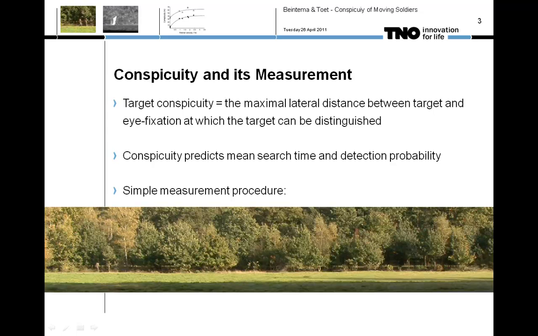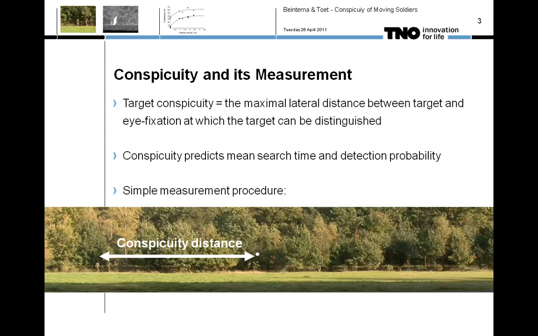Target conspicuity is operationally defined as the maximum lateral distance between target and eye fixation at which the target can no longer be distinguished. After an initial inspection of the target, the observer shifts his fixation point away from the target until it's no longer detectable, for instance towards this white dot here in the scene. Then, in a staircase-wise manner, the observer shifts fixation towards the target until it's just noticeable again in his peripheral vision. For instance, the position of this white dot in the scene. The observer remembers this critical fixation point from visual landmarks in the scene and measures the angular distance between his critical fixation point and the target location.